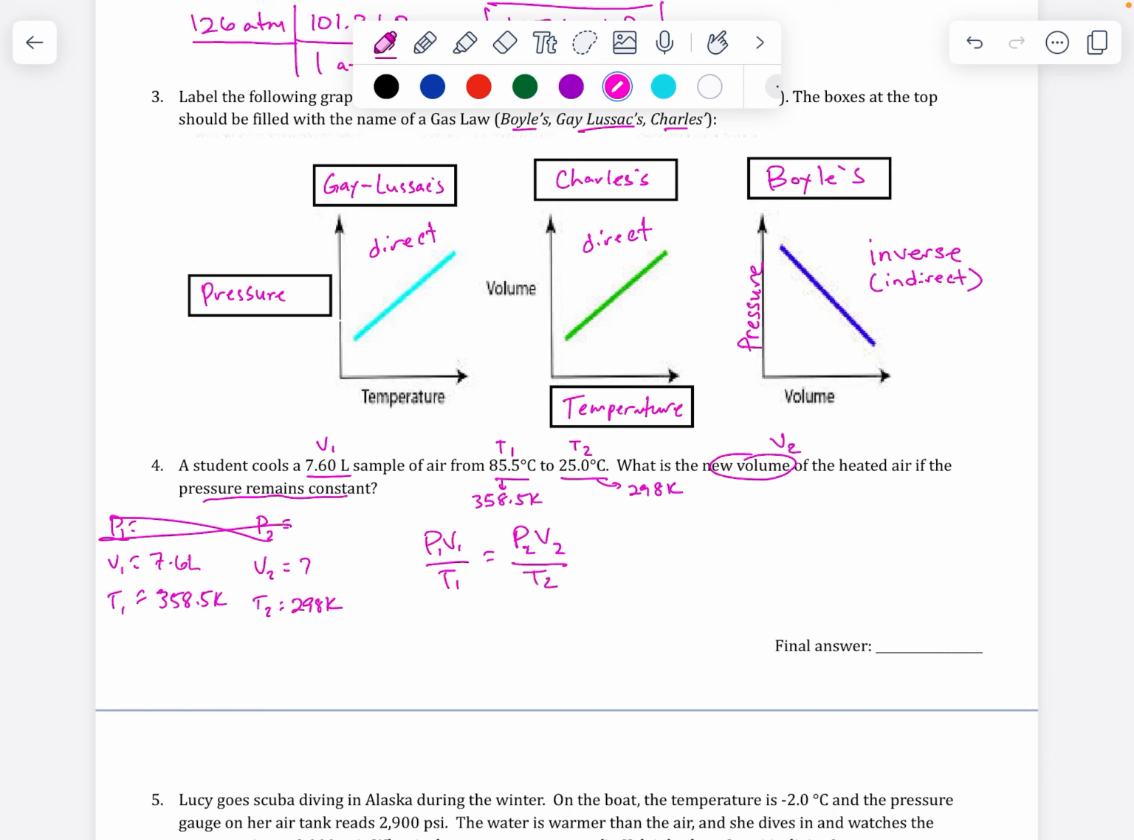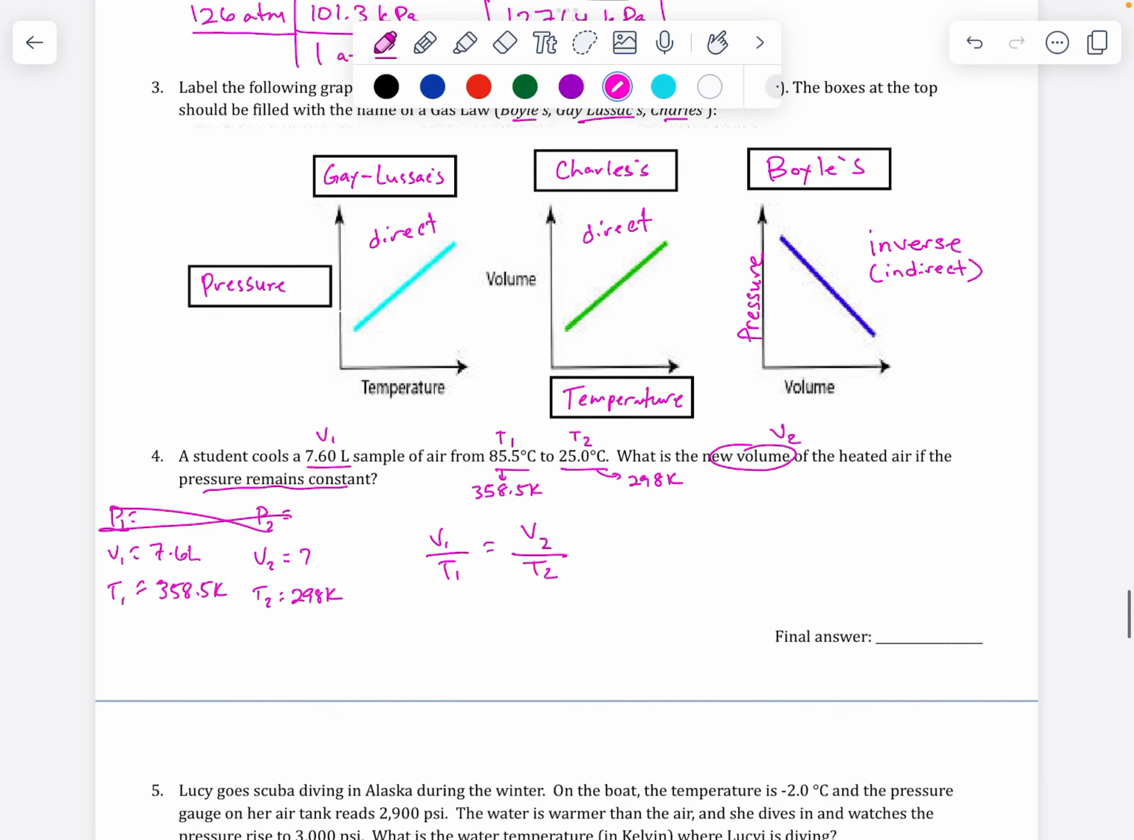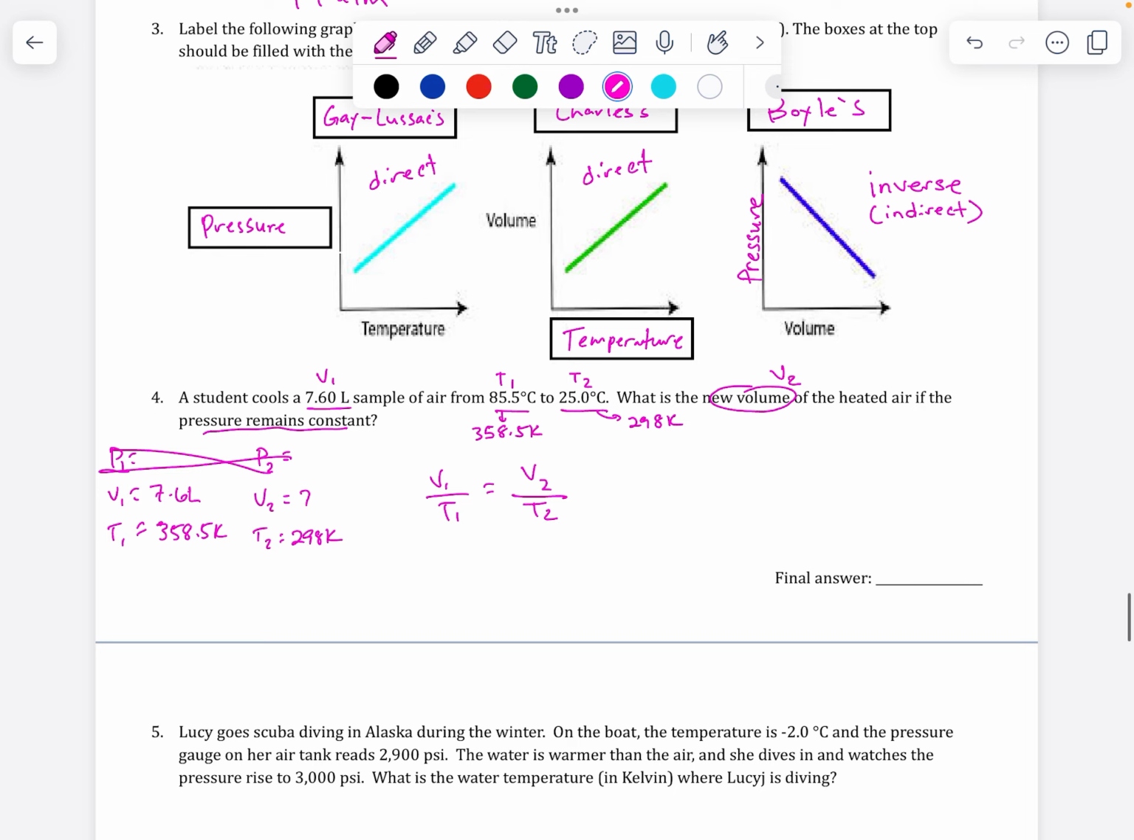Getting rid of the one that we don't need allows us to just have what would be Charles' law, right? And so that's the cool part about our combined gas law and knowing what's constant, what's not. So the easiest way to go about these problems with these numerator and denominator on each side is cross multiplication. You just plug in what you know.